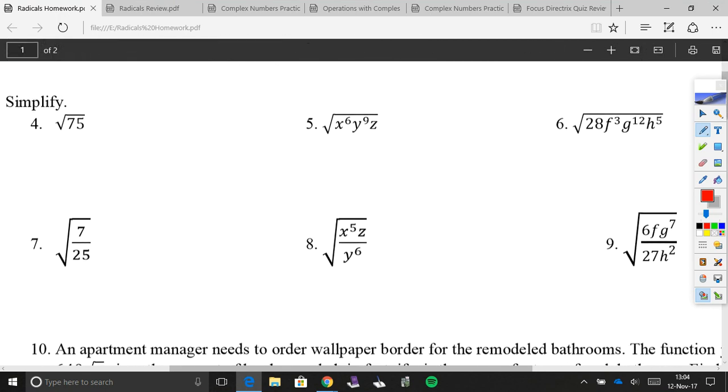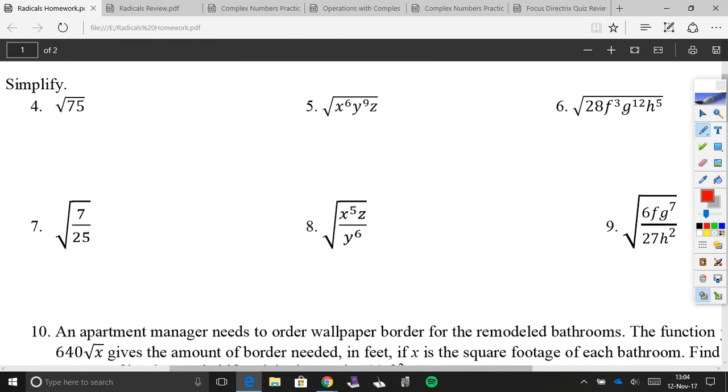Alright, so let's continue moving on. We're going to simplify now. These are all kind of the same but a little bit different. They build on themselves, but it all comes down to pretty much 3 things, and we'll discuss what those are in a moment. Let's begin with number 4, square root of 75.